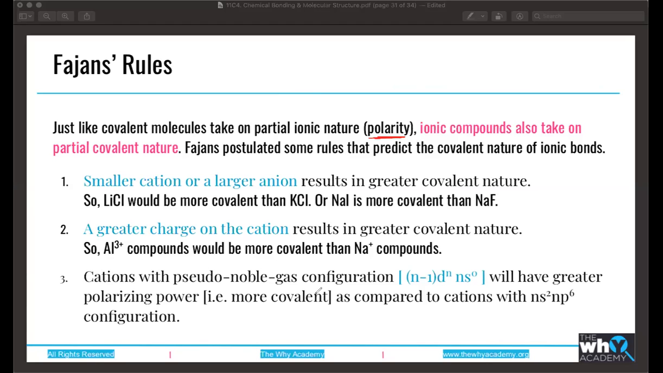And again, d block elements in general, if that particular ion has a pseudo noble gas configuration, like Fe2 plus. If you consider Fe2 plus, it has only lost the 4s2 electrons. It still has the 3d electrons. So those kinds of ions will have greater polarizing powers as compared to s block cations with proper ns2 np6 configuration. Okay.